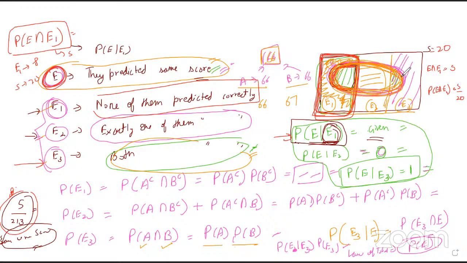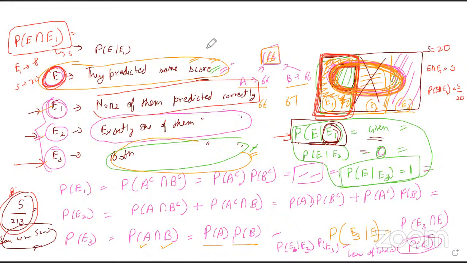This is the probability of predicting the same score, right? So how would you compute this probability? You take this portion, then this portion. The middle portion is zero, so we can exclude it. It will be 2 by 5 into 2 by 6 upon 5 by 213 plus 1. That is the probability of E3 into E.